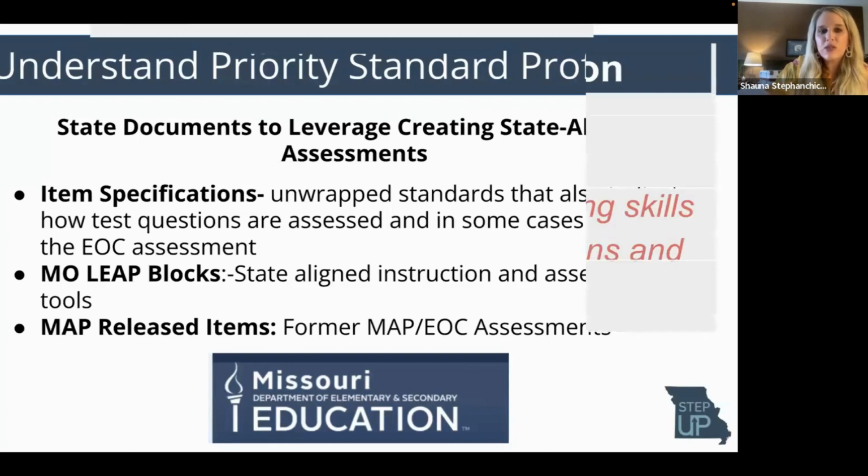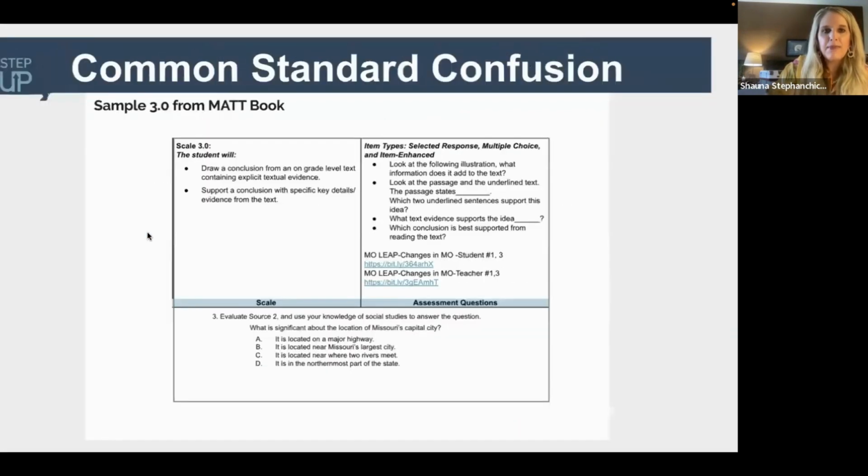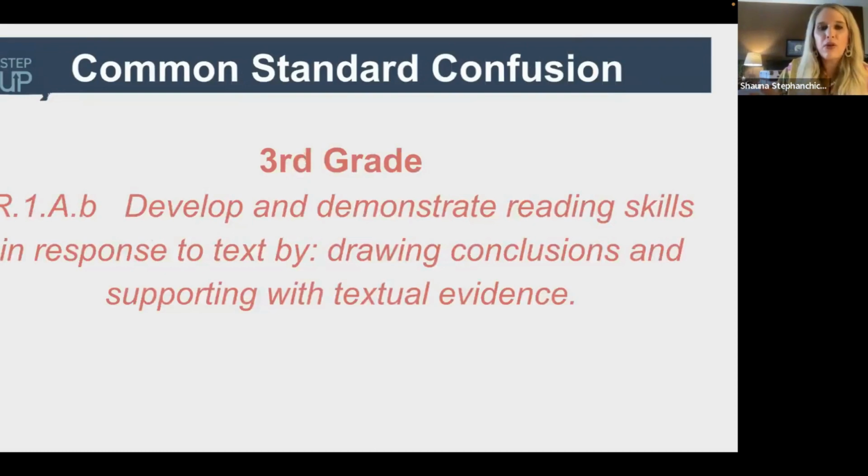So I'm not going to make us, since we're not too chatty today, I'm not going to make us do this activity, but we'll kind of talk through. Here's an example of a 3rd grade standard. Develop and demonstrate reading in response to text by drawing conclusions and supporting it with textual evidence. Great. And this is talking about standard confusion. This is very subjective. When you ask teachers, write a question that a proficient 3rd grader should be able to do. If we ask 6 people, how many different types of questions would we get? Usually 6 different ones.